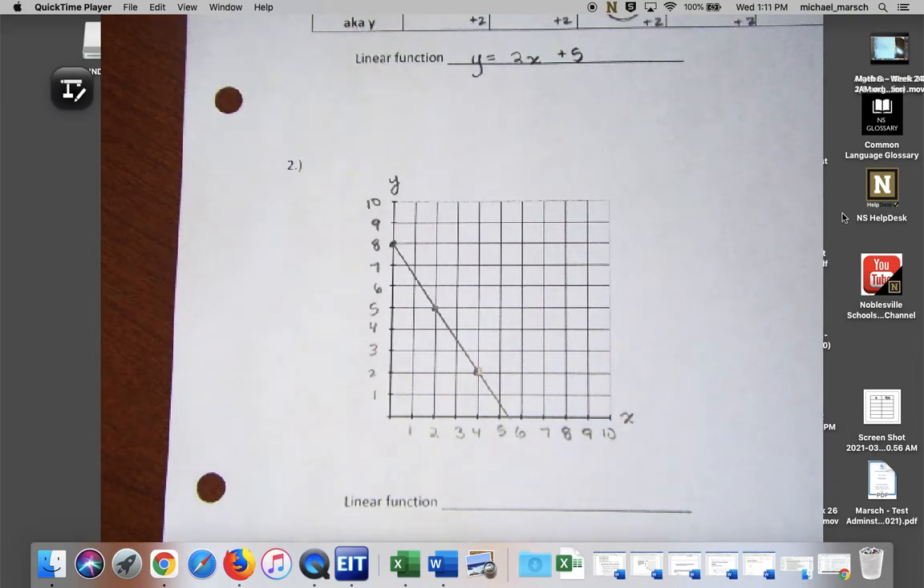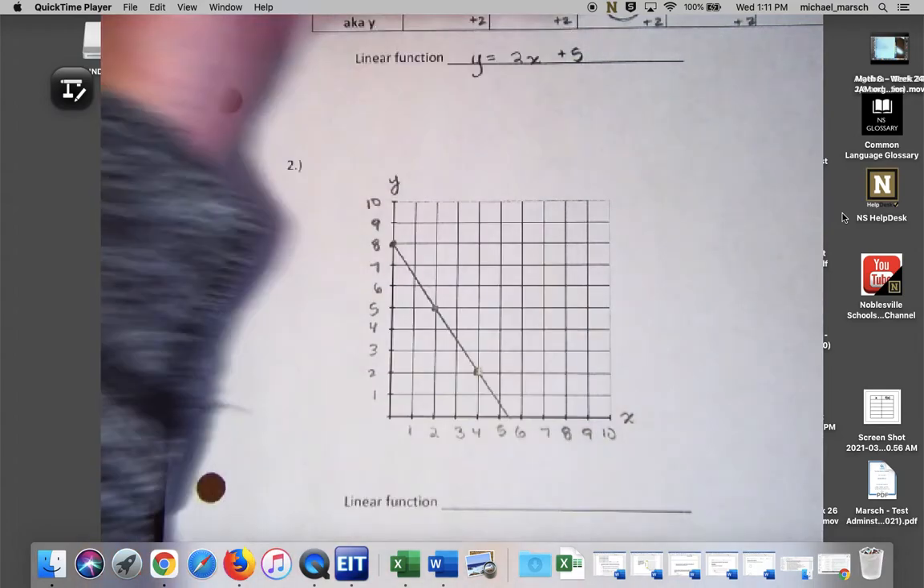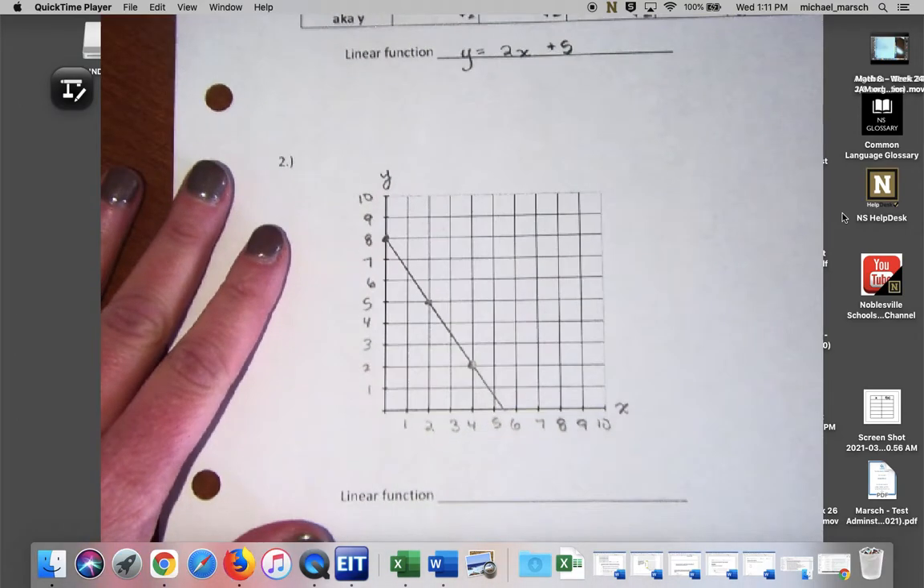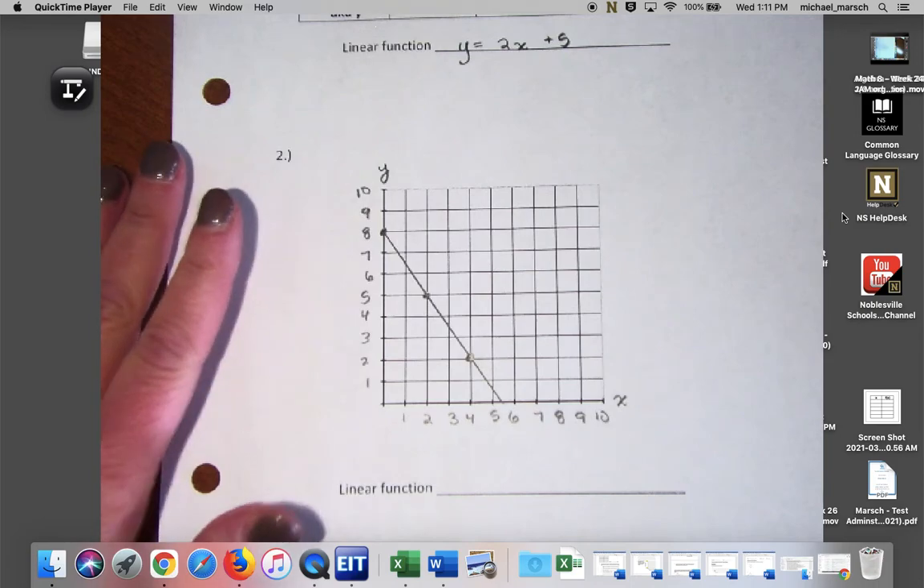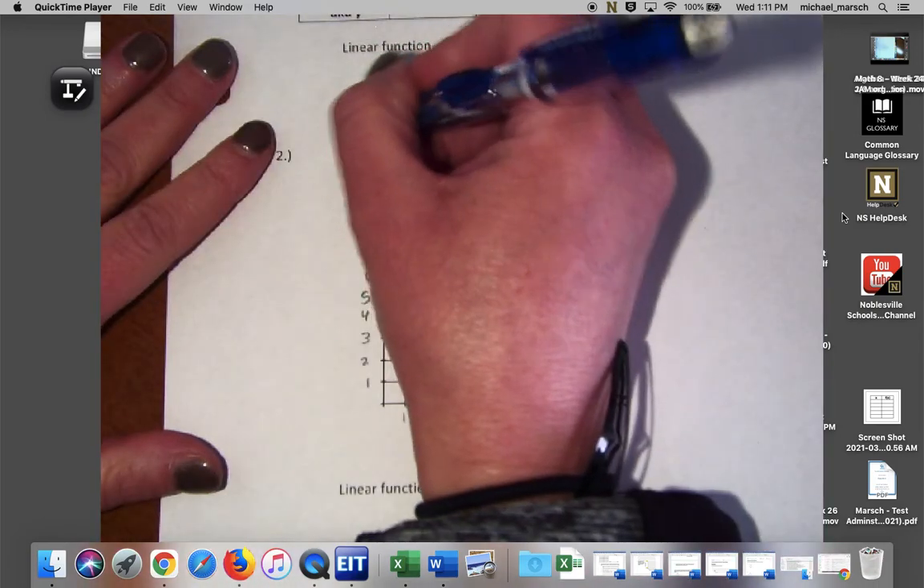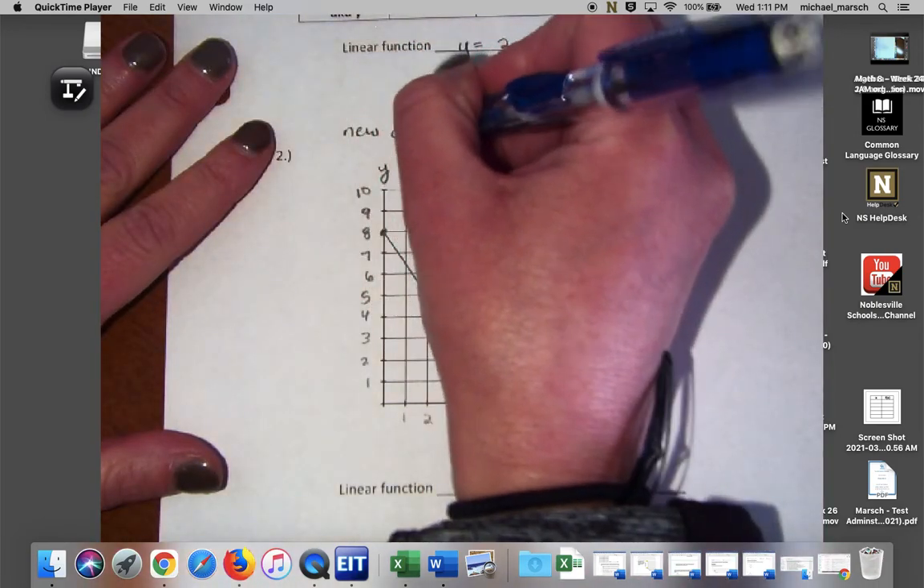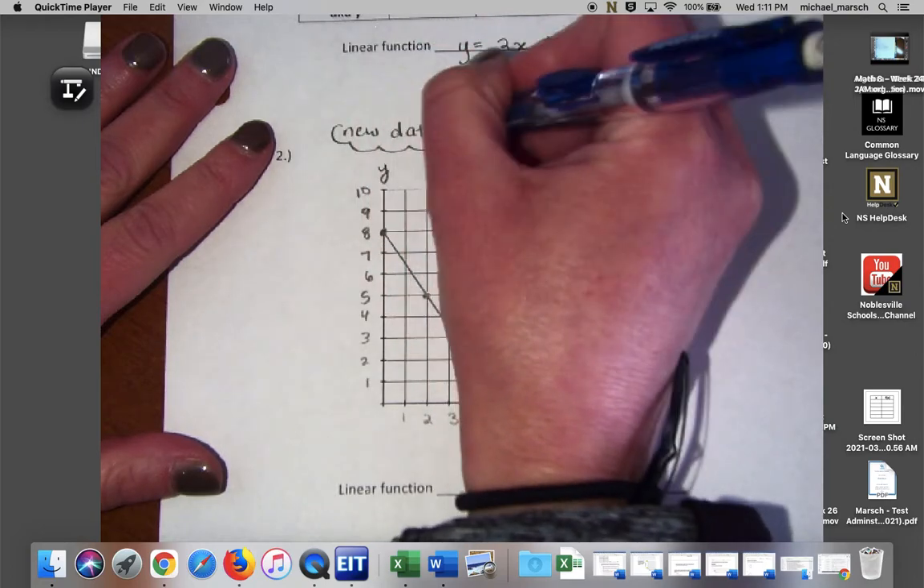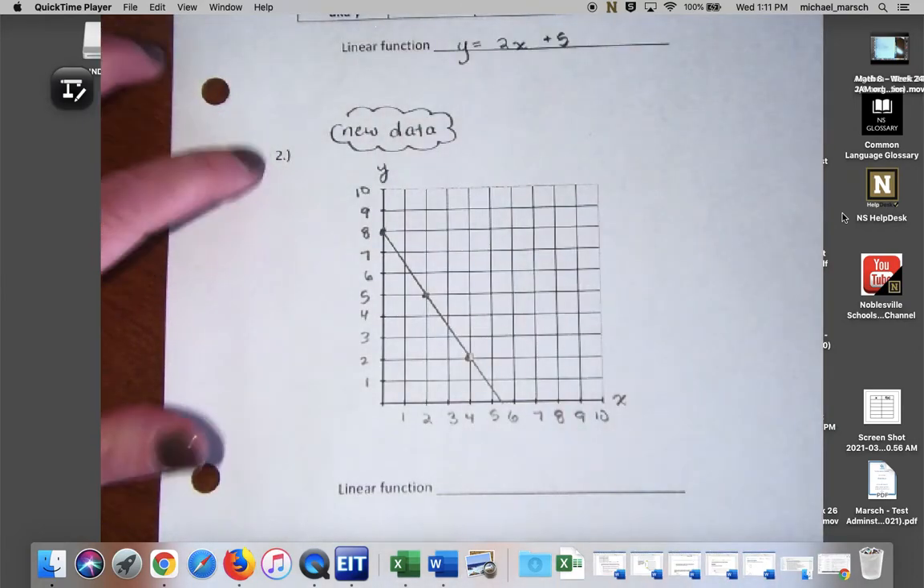Guys, I just made up a totally new graph. This is totally separate from the table. This is new. New graph. New data. Totally new problem. Question 2.